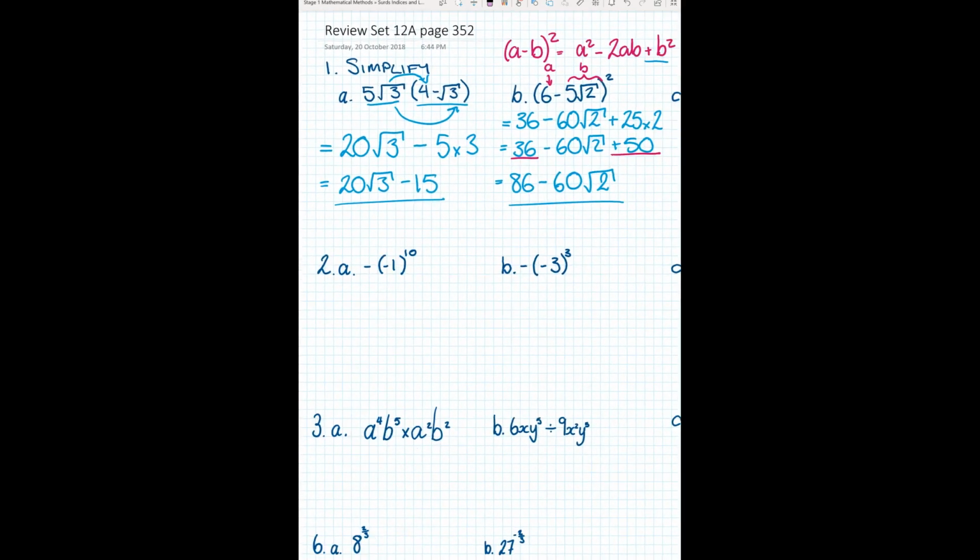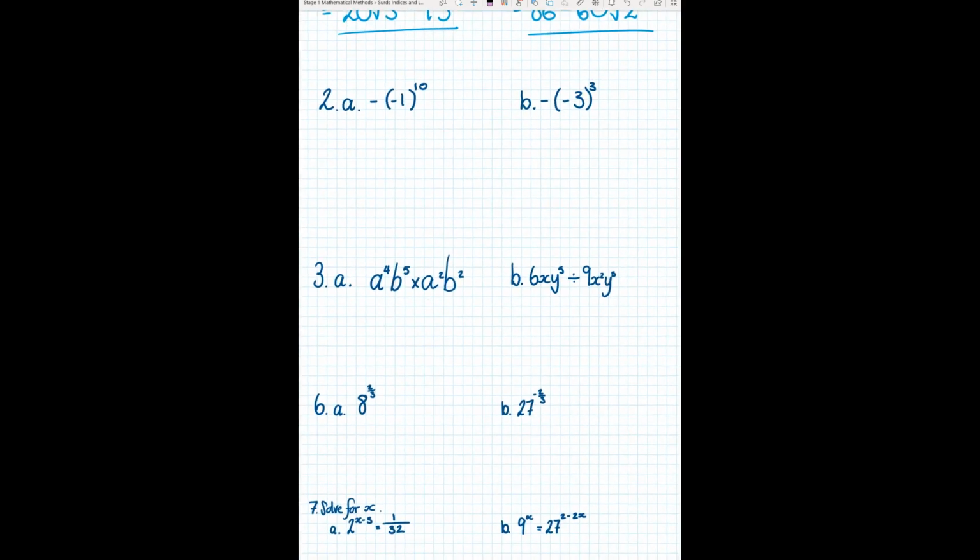Okay, in question 2, we're putting negative numbers to various powers. Now, we need to remember our rule that says a negative number to an even power here becomes positive, and to an odd power over there will become negative. So let's look at the first one here first.